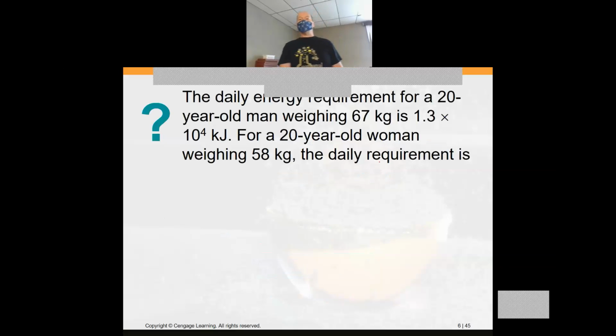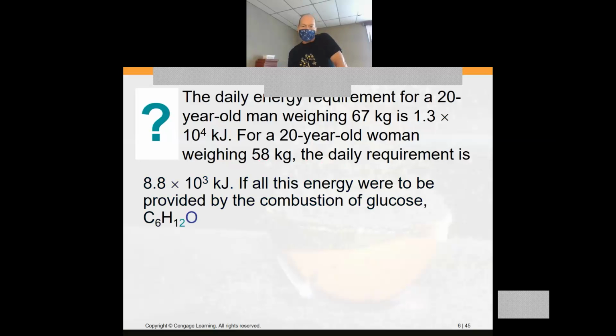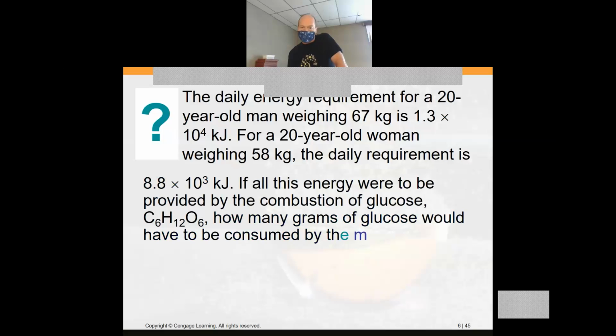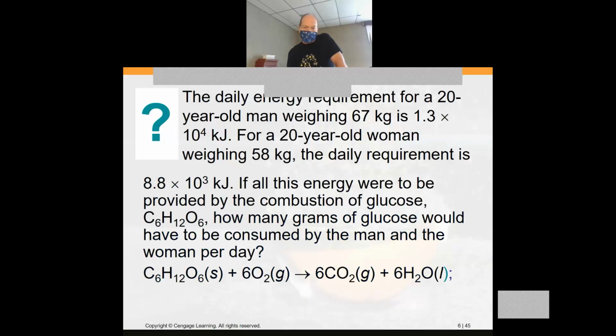All right, the daily energy requirement for a 20-year-old man weighing 67 kilograms is 1.3 times 10 to the fourth kilojoules. For a woman weighing 58 kilograms, the daily requirement is 8.8 times 10 to the third kilojoules. If all the energy were to be provided by the combustion of glucose, how many grams of glucose would have to be consumed by the man and the woman per day?